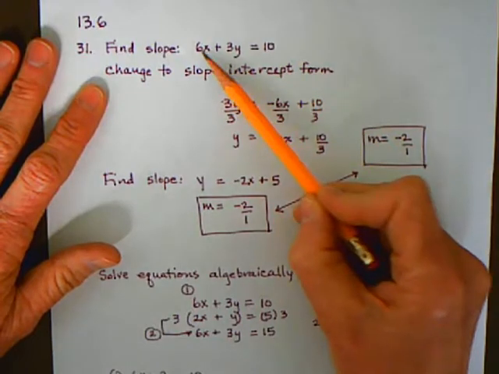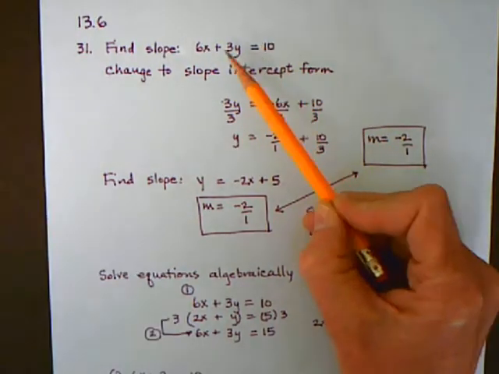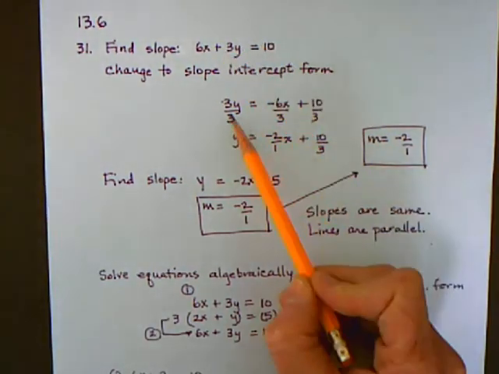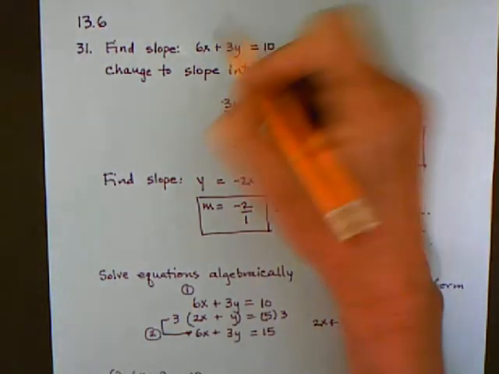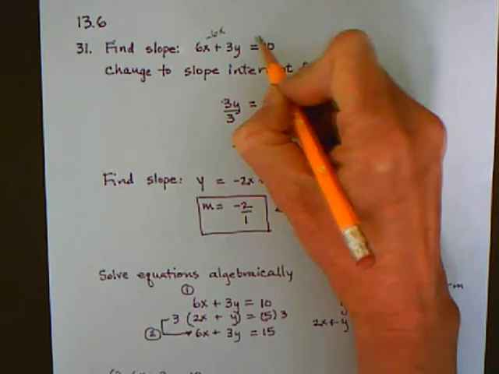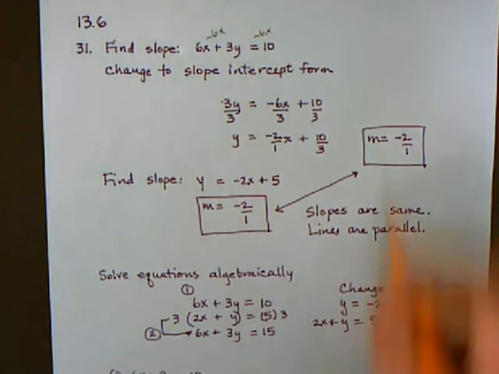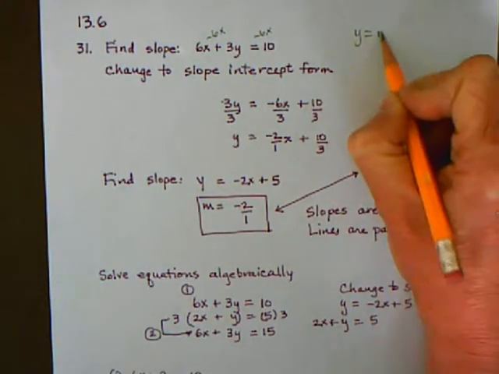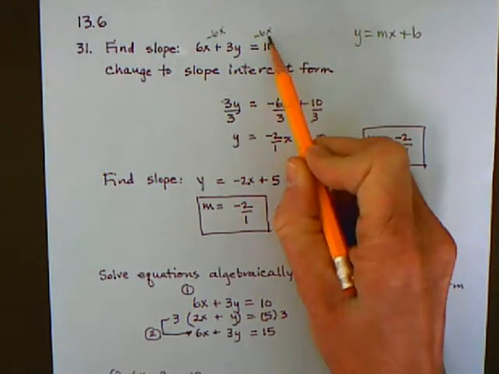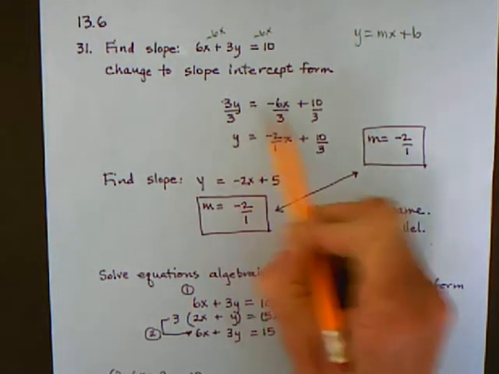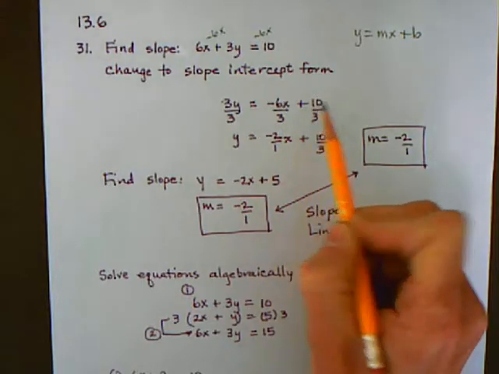So I'm going to subtract 6x from both sides. So I get 3y equals minus 6x plus 10. When I subtract 6x from both sides, I'm trying to get it into the slope-intercept form, y equals mx plus b, so I want to have my x's first. So I have 3y equals minus 6x plus 10. That's what I start with.